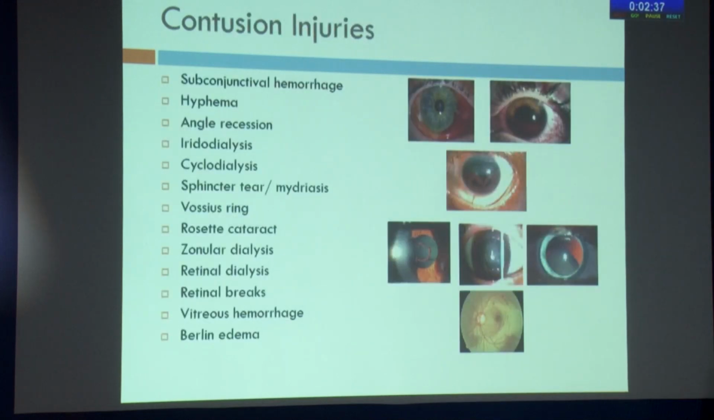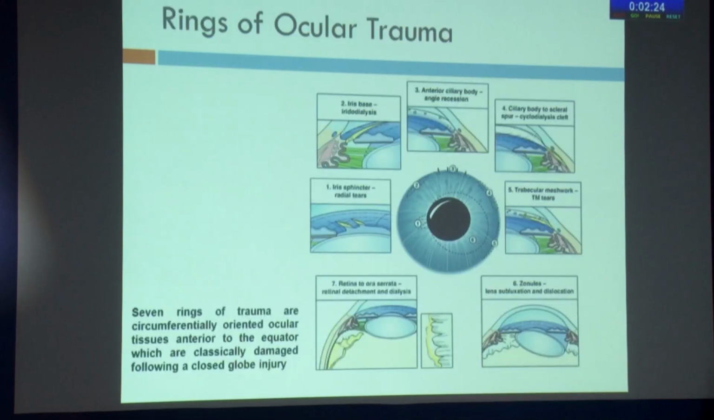and can cause various contusion injuries inside the eye. So some of them are like subconjunctival hemorrhage, hyphema, angle recession, iridodialysis, cyclodialysis, sphincter tear, rosette cataract, zonular dialysis, retinal dialysis, Berlin's edema, vitreous hemorrhage. So this is very important when we talk about rings of trauma.